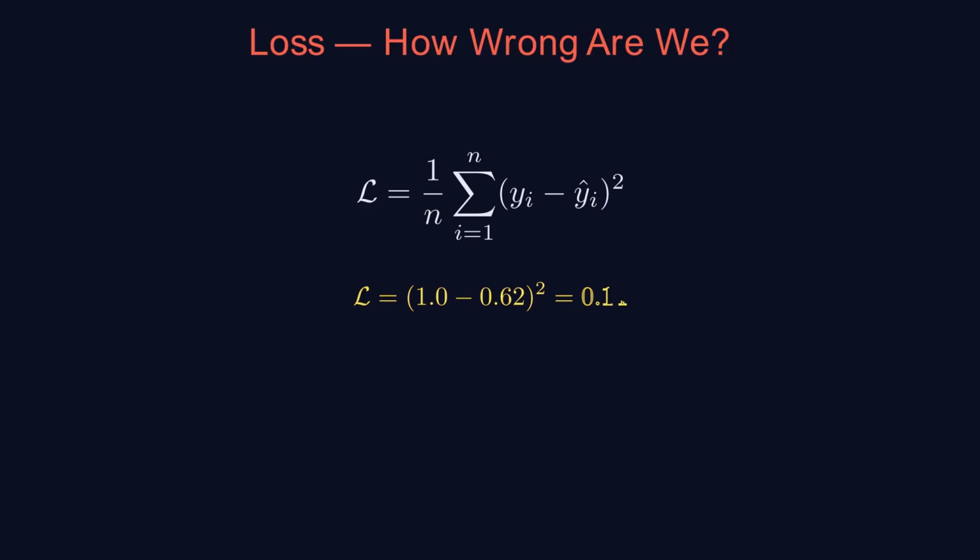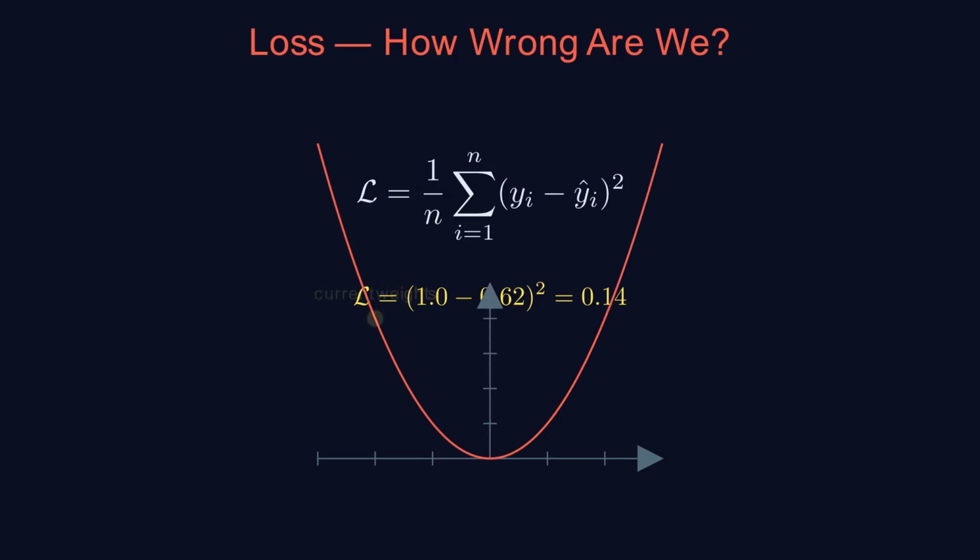We measure the mistake using something called mean squared error. In this case, the model was off by about 0.38, and that gives an error of roughly 0.14. Imagine the loss as a landscape, a valley. Every combination of weights gives a different height. We want to slide down to the bottom, minimum loss. The question is, which direction do we step?